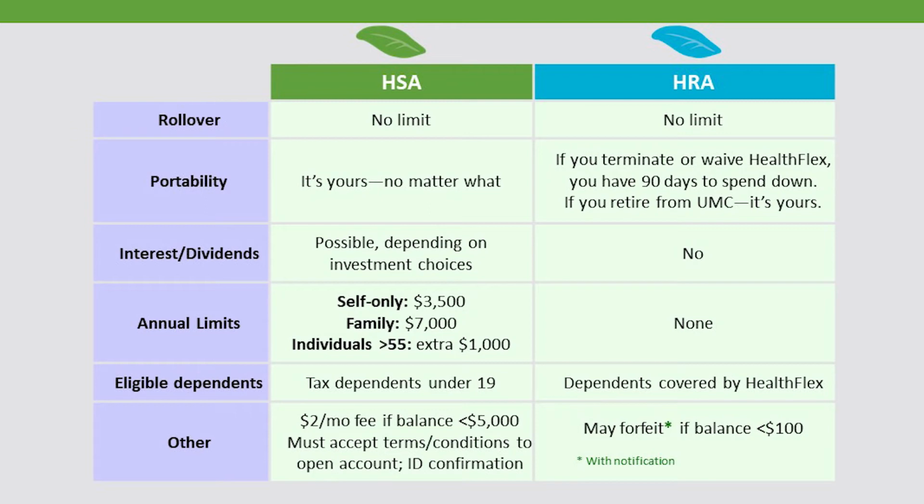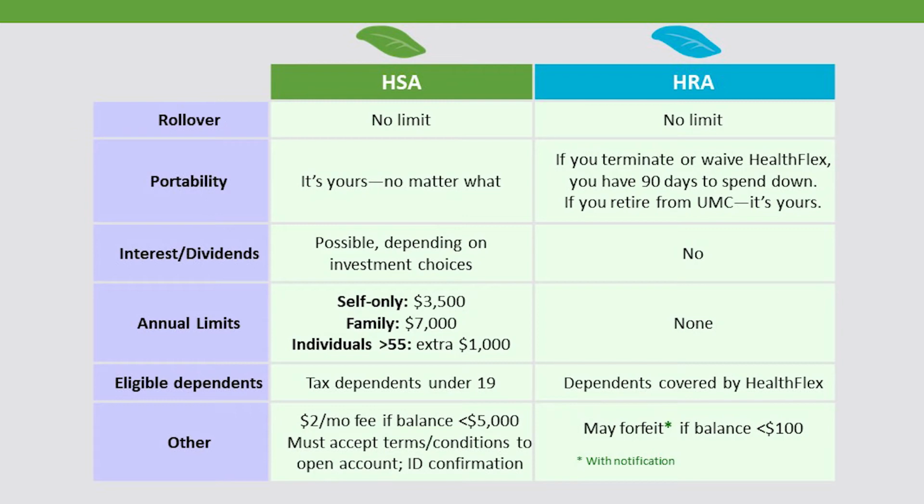Another note is eligible dependents for an HSA. So as Judy asked, what is the age limit for medical? Age 26. And what happens if you have an HRA plan, your dependents up to age 26 can have those. You can use your debit card towards any expenses that they may have.